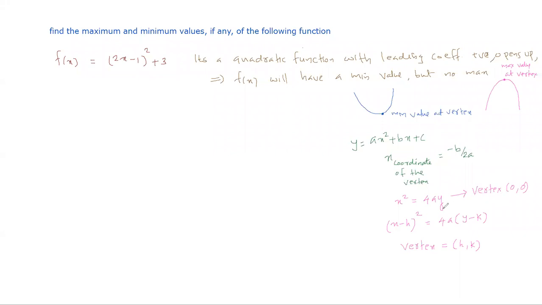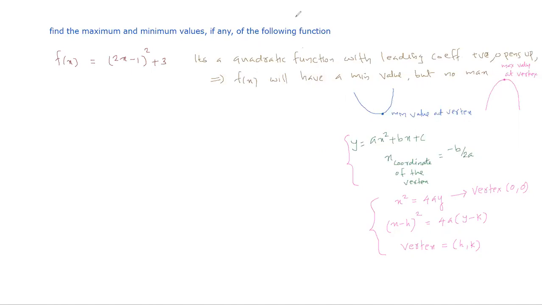So last year we studied conic sections. So (x − h) the whole square is equal to 4a(y − k), so we can say parabola with vertex at (h, k). So this is one technique, and here I told you a new technique. You can directly find the vertex using the formula: x coordinate of the vertex is −b by 2a.